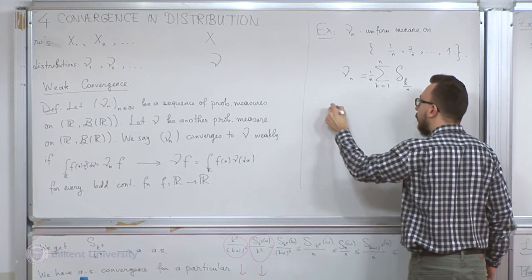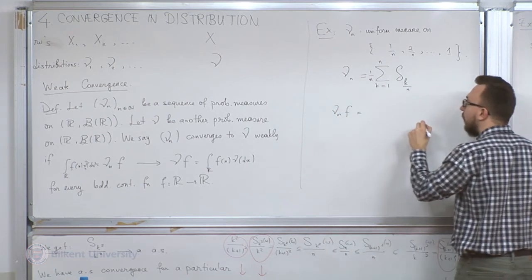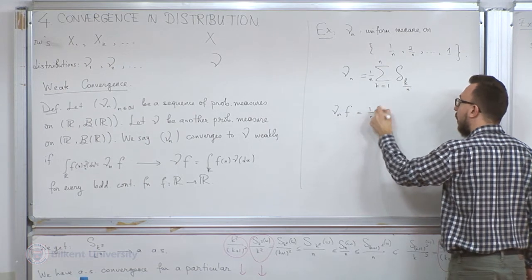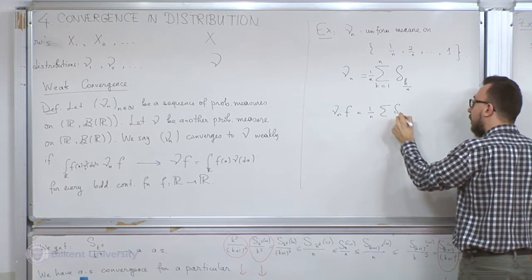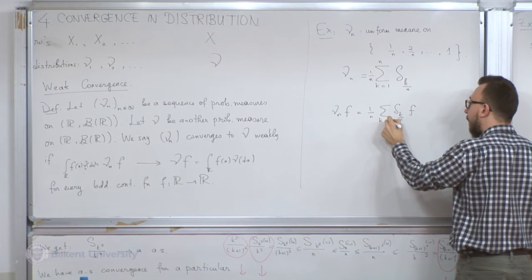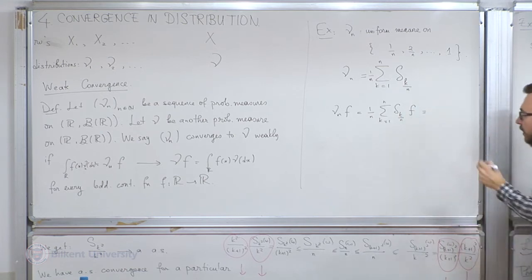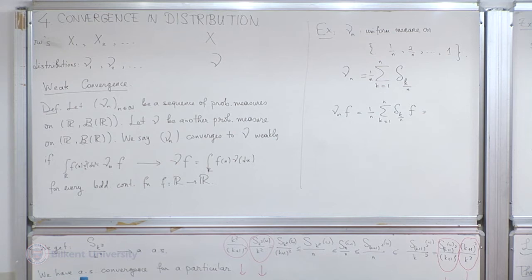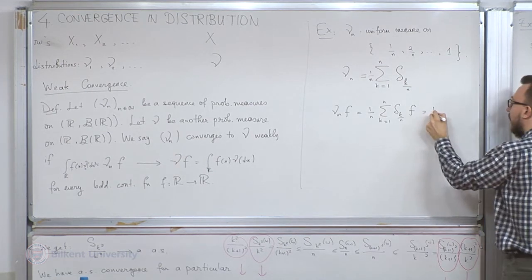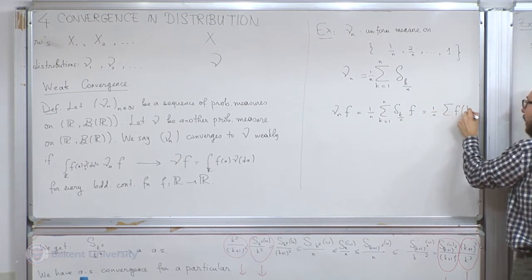So now what is nu n of f? This is the Dirac measure with respect to f. What is the integral of a function with respect to the Dirac measure? Do you remember? Just the value of the function at that point, at the point of the Dirac measure, right? So this is just 1 over n, f of k over n.